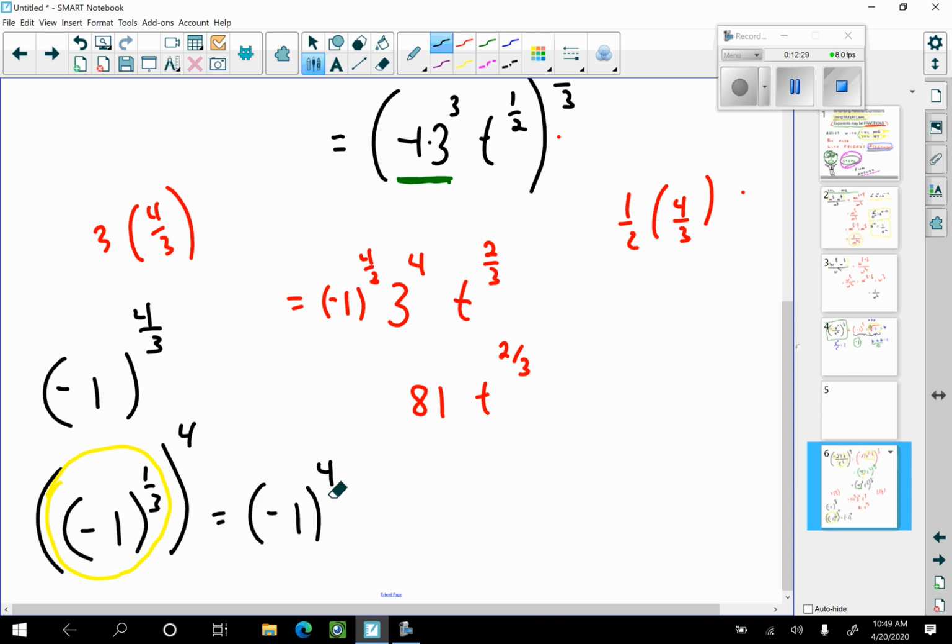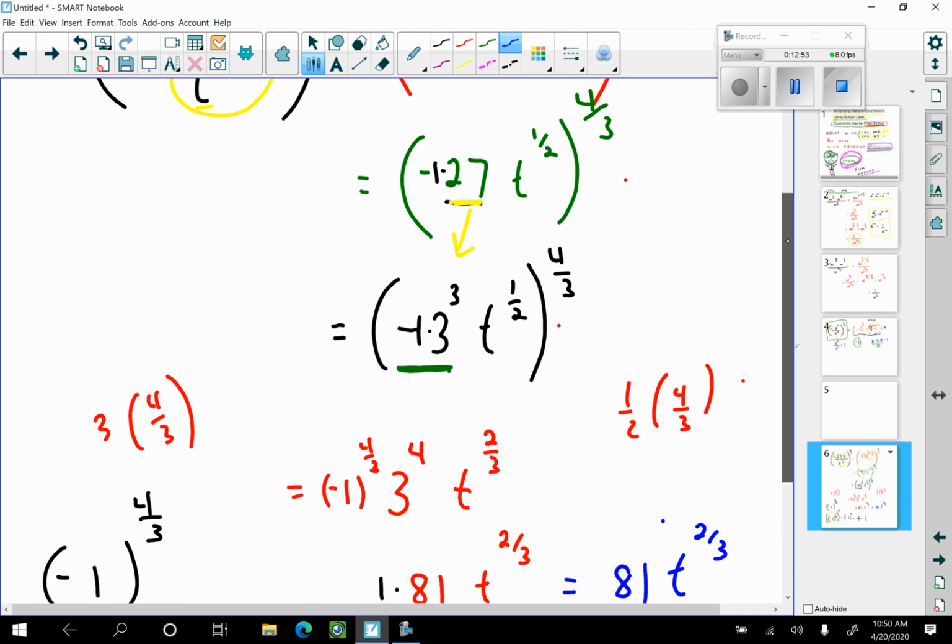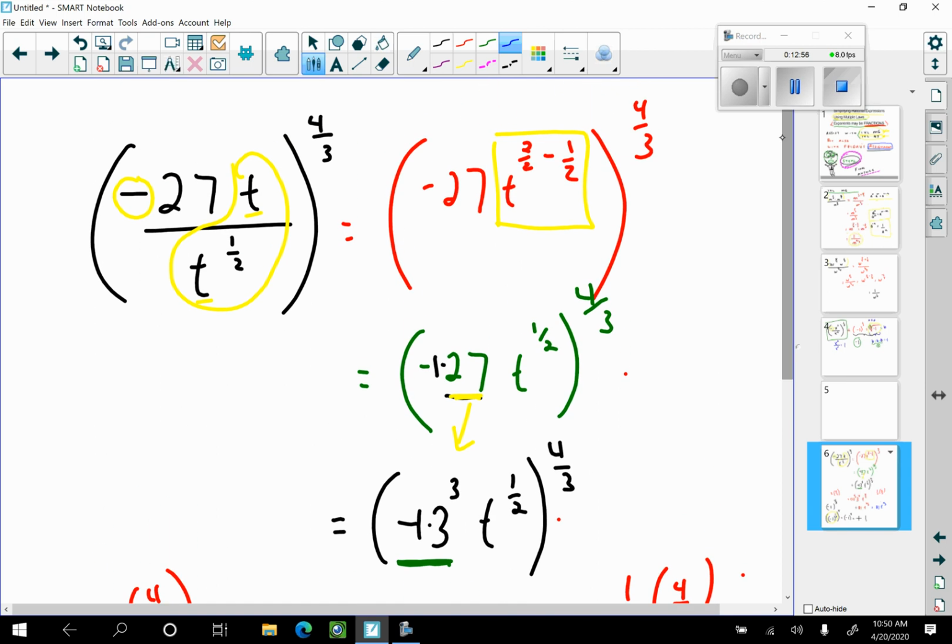And what's negative 1 to the 4th power? Positive 1. And so what do I have? I have 1 times 81, a positive 1. So this expression then becomes 81 t to the 2/3 power. Ladies and gentlemen, that is a tricky one. The negatives cause all kinds of grief. So be very careful with your negatives. Please be careful with your negatives.